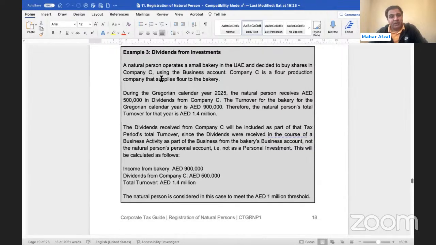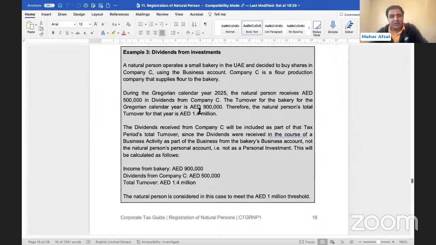So, okay, a natural person owns a small bakery in the UAE and decides to buy shares in company C using the business account. Company C does flour production, and the flour goes to the bakery. During the calendar year, the natural person received 500 in the form of dividend. A natural person getting a dividend will not be subject to tax. You have a personal investment in the shares.